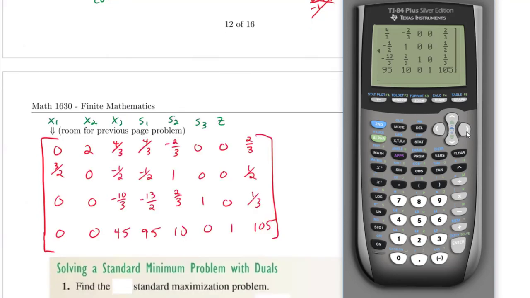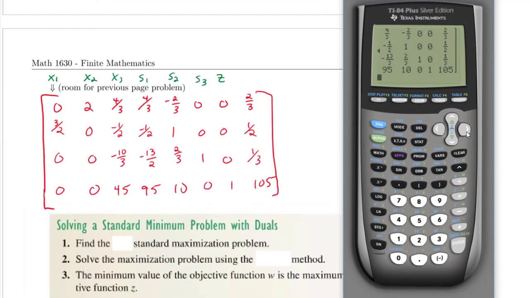And with mine, when I copied it, I went ahead and labeled X1, X2, X3, S1, S2, S3 columns so we could see exactly what's going on with our matrix. And then right here, how do you get the solutions to the minimization problem? Okay, well, the solutions to the minimization problem come from looking at the numbers at the very bottom of the slack variable columns.